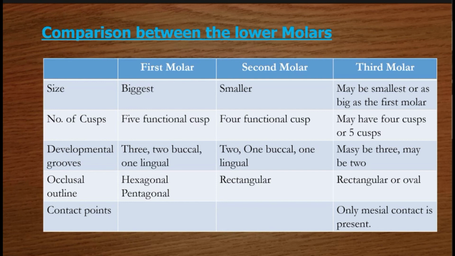Contact points: only mesial contact is present, but in the case of first molar and second molar, the contact point is present mesially and distally. Mesially, usually at the junction of the middle third and occlusal one third, and distally is in the middle of the middle third. This is very common.